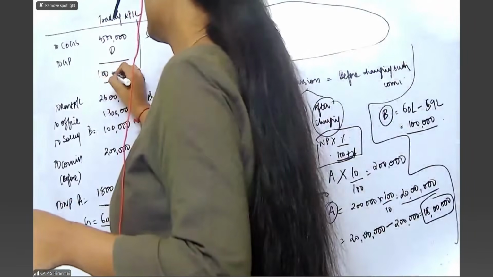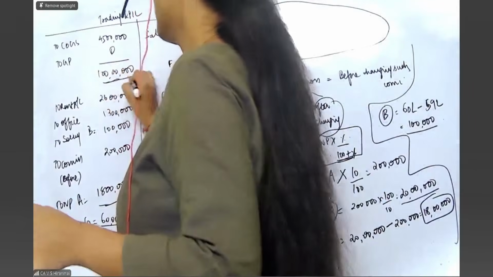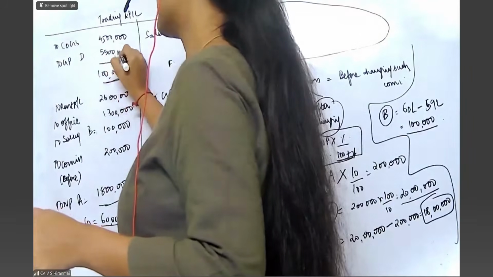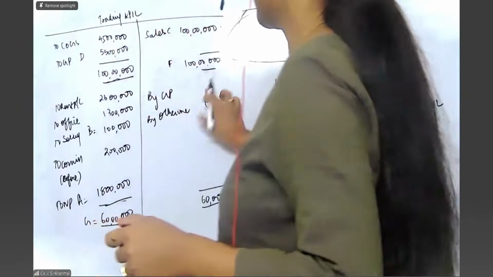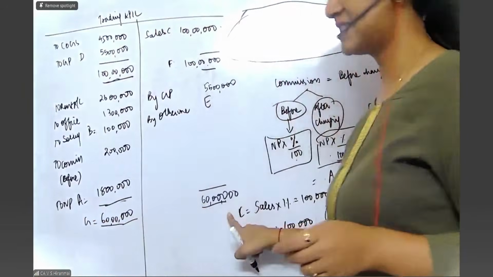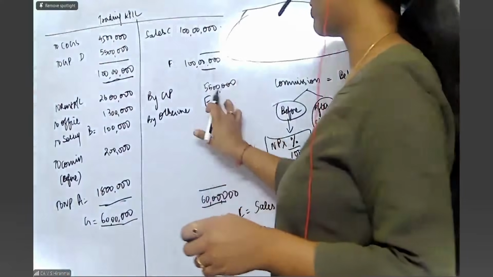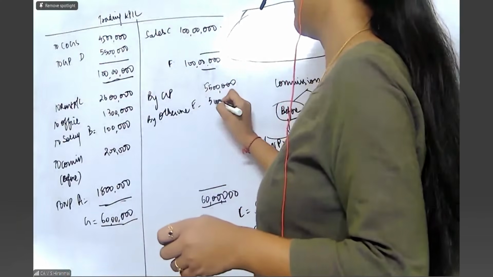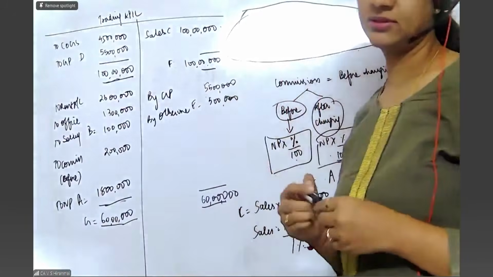Easy. Now how much will be the gross profit? 1 crore minus 45 lakhs, 55 lakhs is my gross profit. Now I bring that gross profit down, 55 lakhs. Out of the total 60 lakhs, 55 lakhs is gross profit. Other income E is nothing but 5 lakh rupees. That's all.